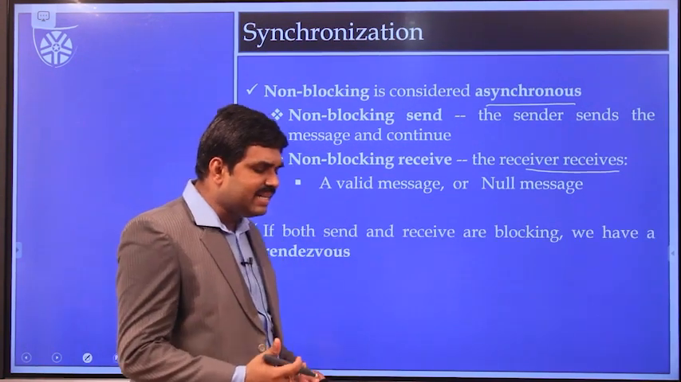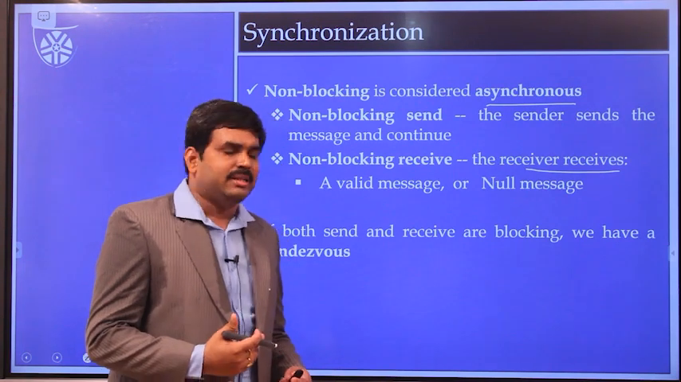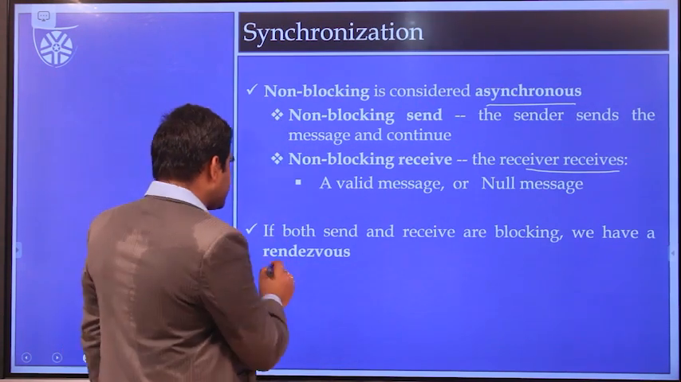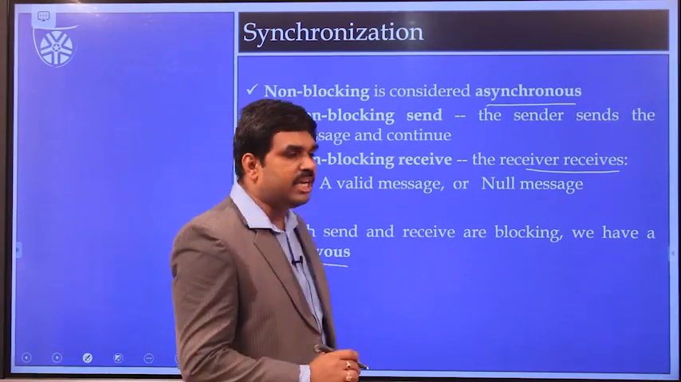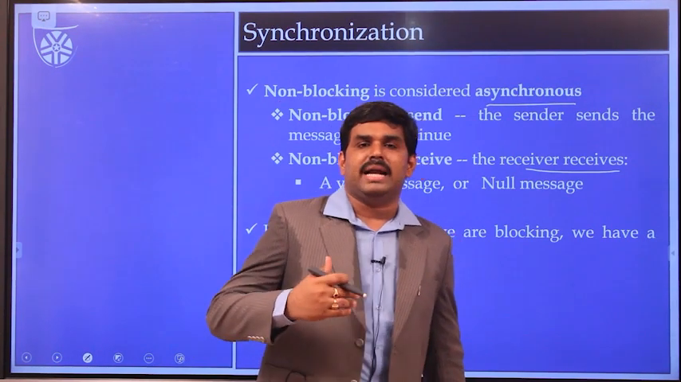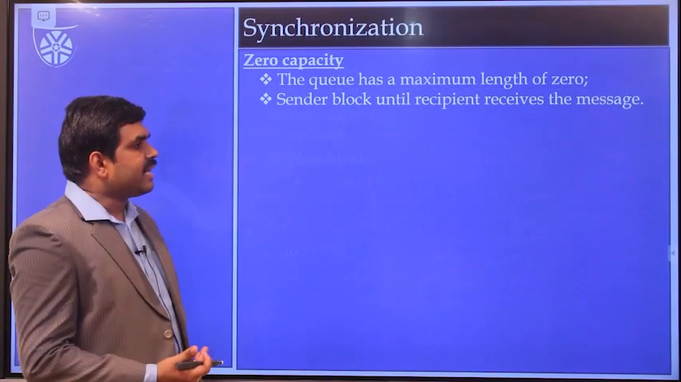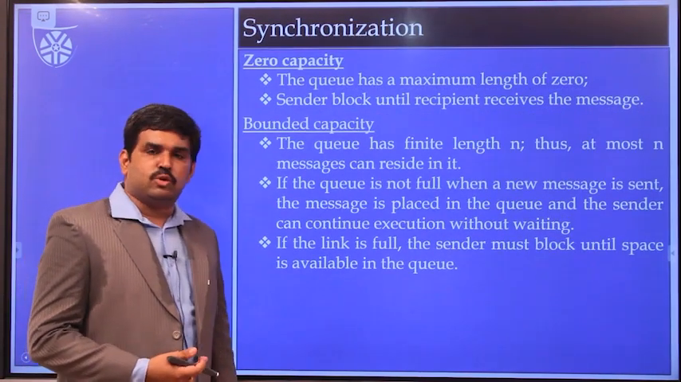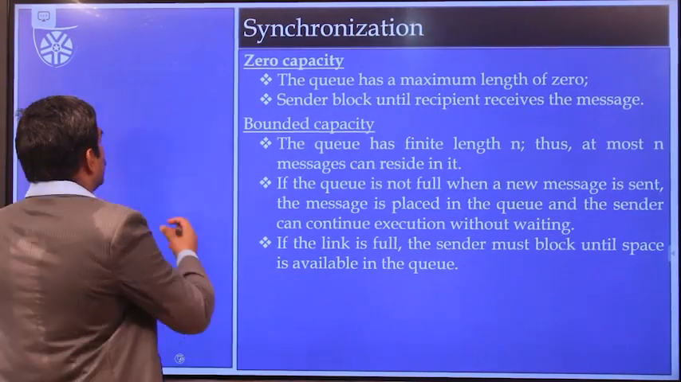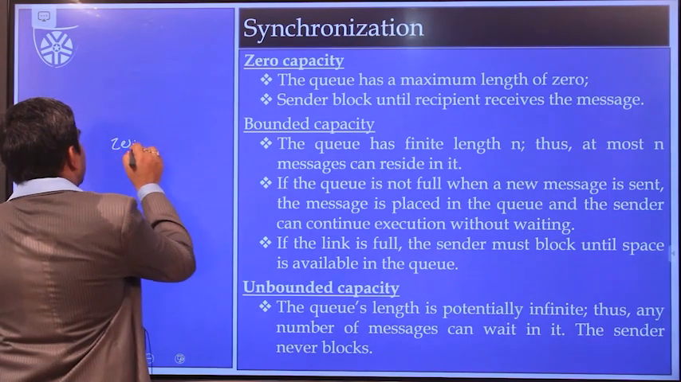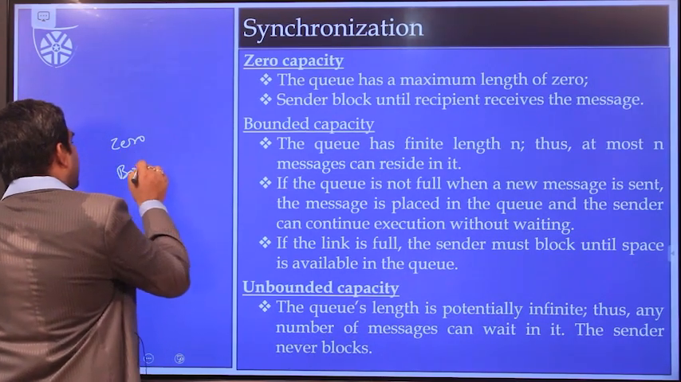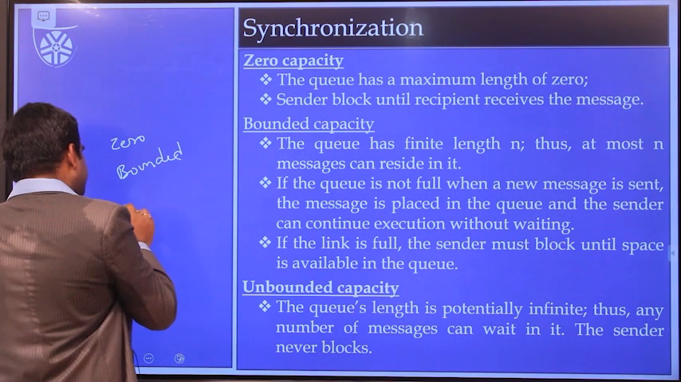If both the sender and the receiver are blocked together, then that condition is called the rendezvous condition. In the case of the rendezvous condition, both the sender process and the receiver process will be blocked. Coming to synchronization, it can be achieved through three different kinds of scenarios: one is zero capacity, another is bounded, and finally unbounded.